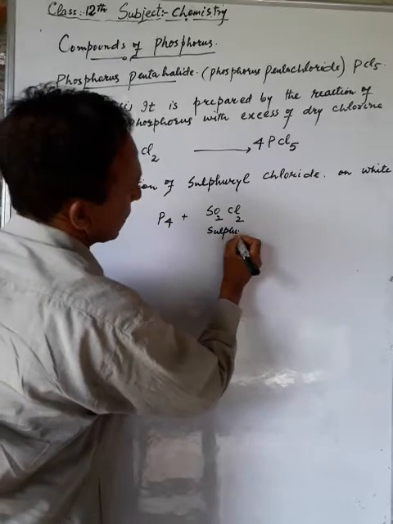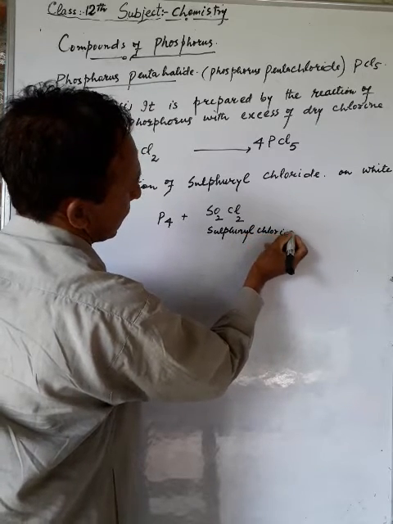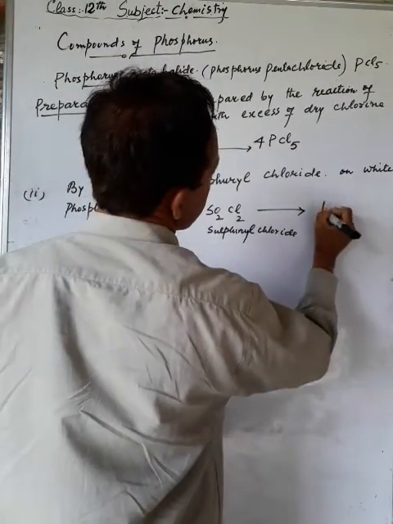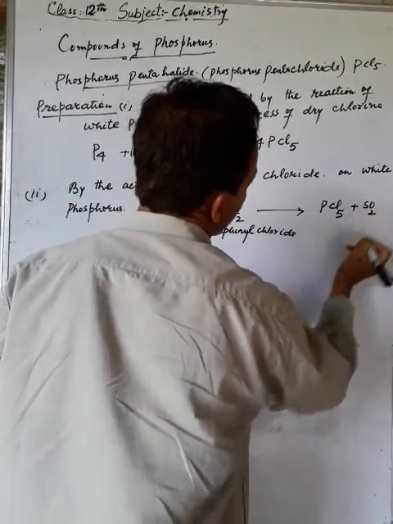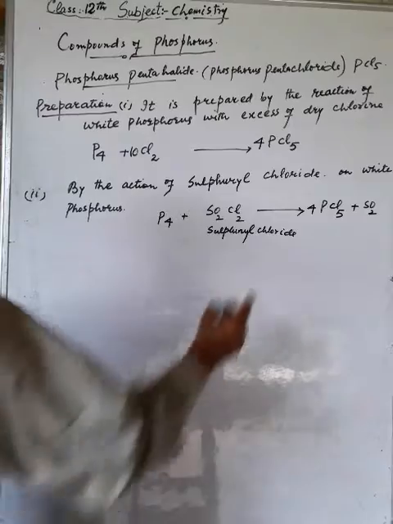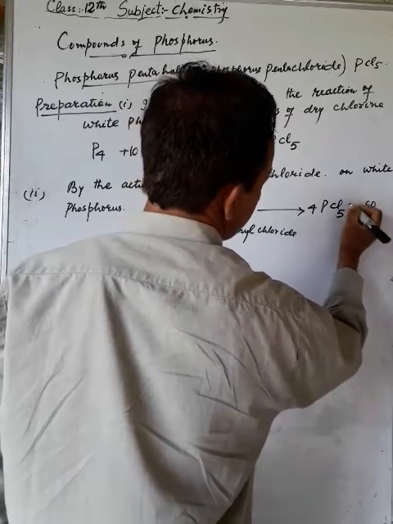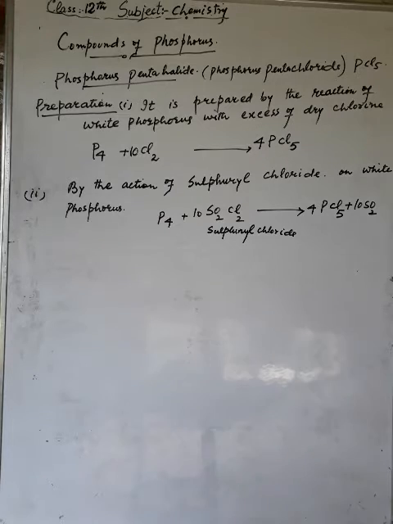So it forms PCl5 plus SO2. So we take 4 times, 4 5s are 20, we will take 10 times. Now we have to take this sulfur dioxide also 10 times. These are the two methods of the preparation of this phosphorus pentachloride. Now we will take properties.